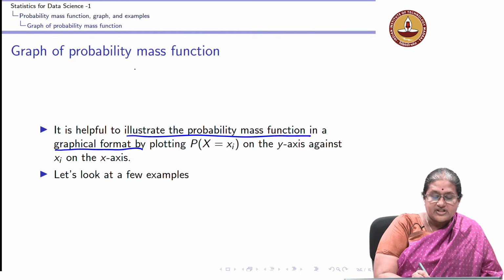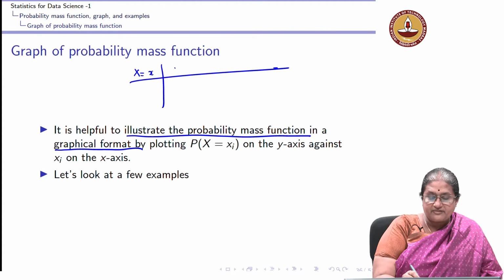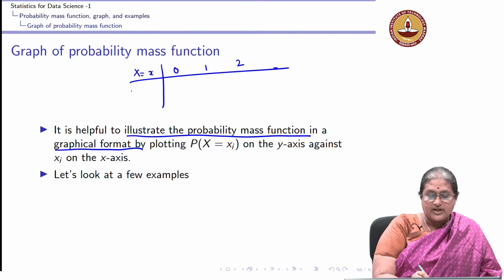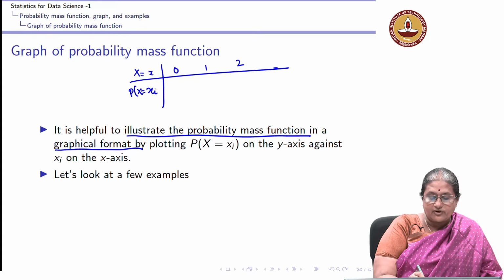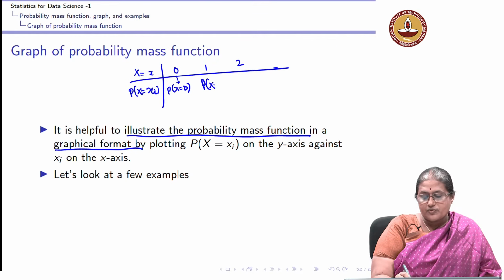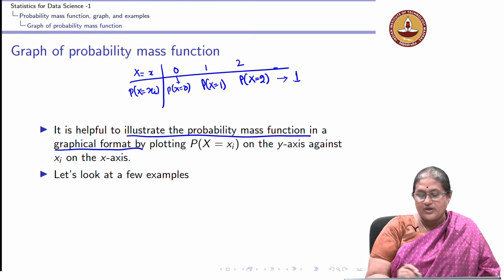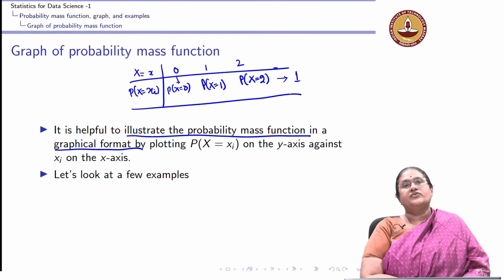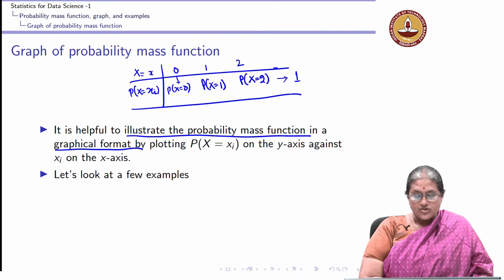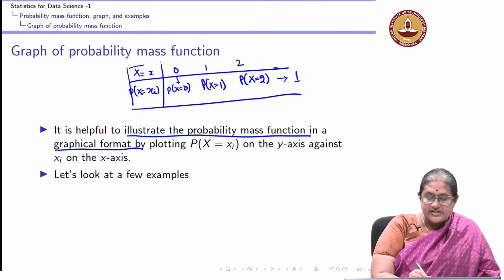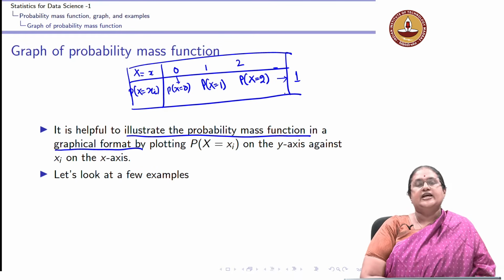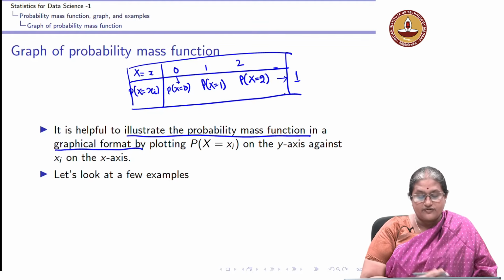Recall, a probability mass function has the values of x. For example, if x takes the values 0, 1, 2, then what I have in a tabular form would give me the probability of x equal to 0, the probability of x equal to 1, and the probability of x equal to 2. I know the sum of all these probabilities would be 1, and since they are probabilities, all of them are greater than or equal to 0. So, the question is, can I represent or illustrate this information in the form of a graph?